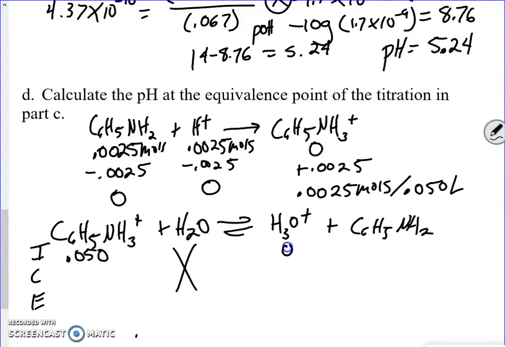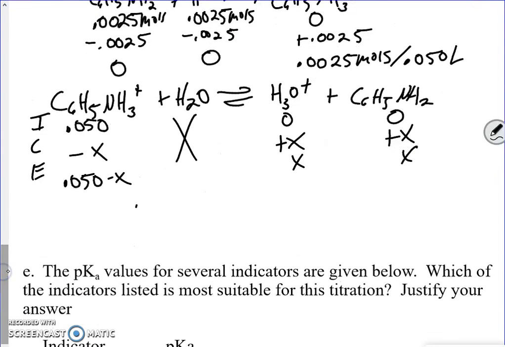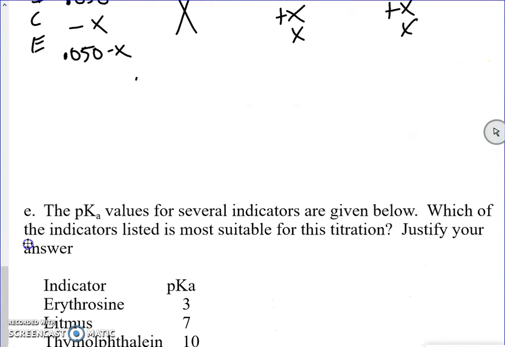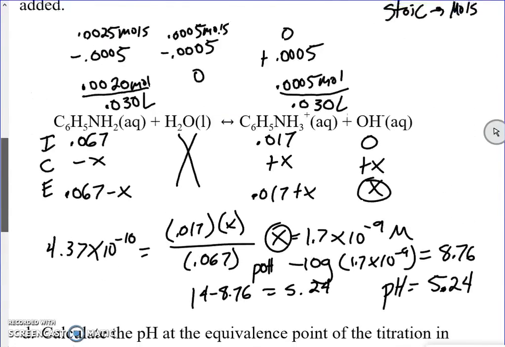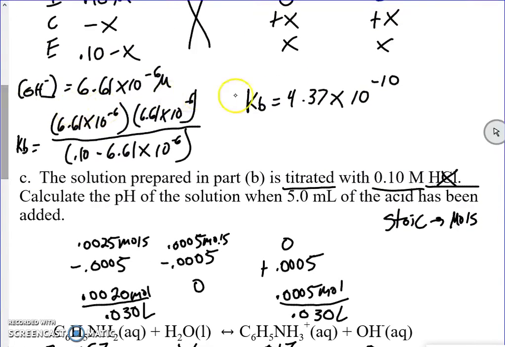Don't care about water. 0 hydronium, 0 aniline, plus x over here, 0.050 minus x, and x. Now how do we solve this? We need a K expression. Well, here's our problem. What was the K we were using earlier? If you remember correctly, we calculated Kb, right? Go all the way up here. What is this? It's a Kb.